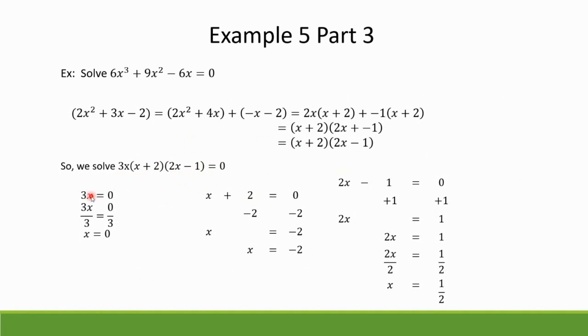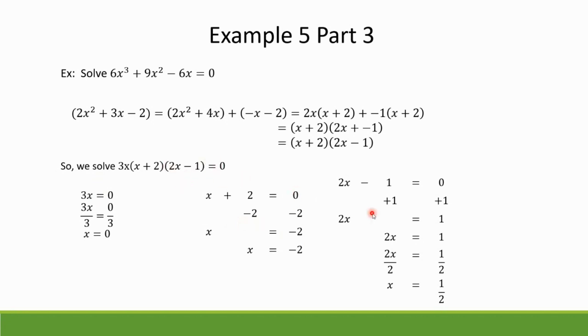So from the first one, you get 3x is 0. That's easy. You just divide by 3. You get x has to be 0. So that's one solution. X plus 2, you want to set that equal to 0, and then again you just solve for x. You get x is -2, as I'm doing here. You just subtract 2 from each side.